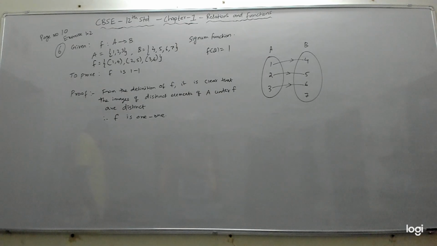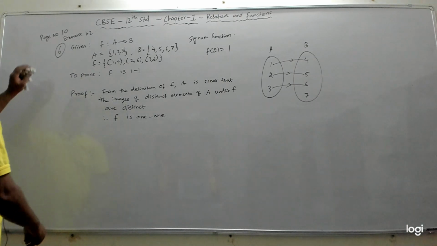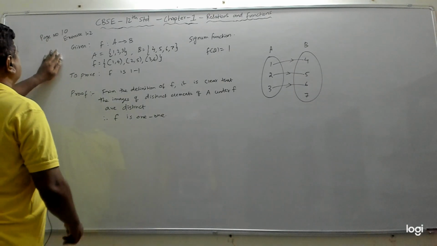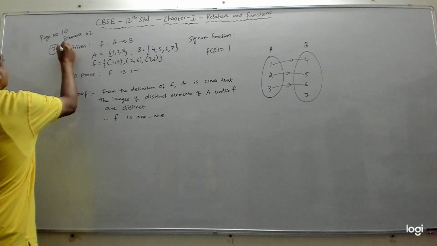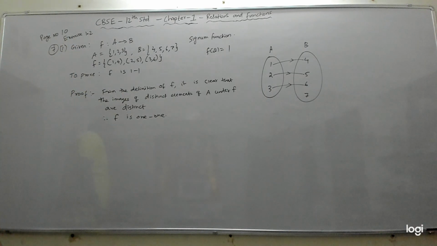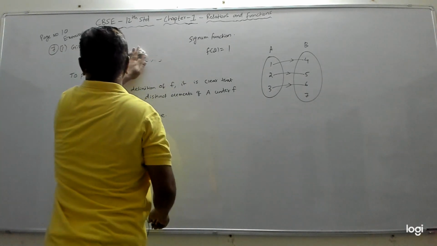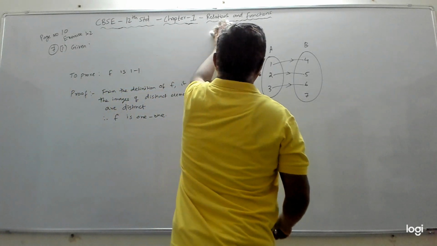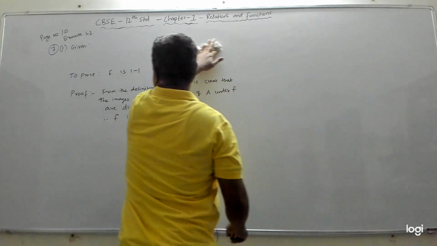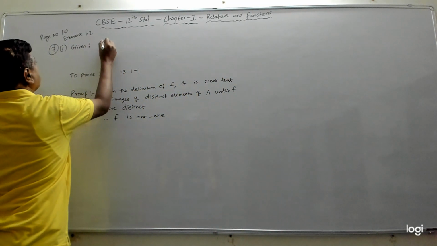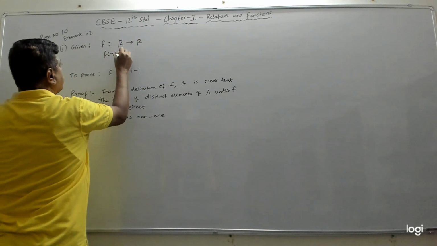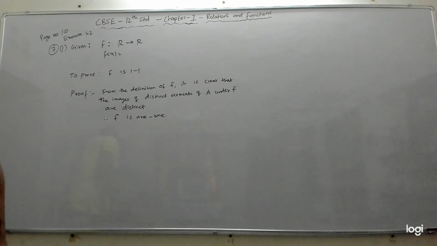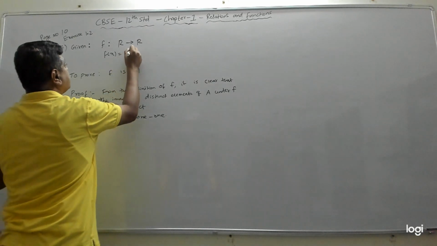Now we will move to the seventh problem. All of you can take the notes. The seventh has two sub problems, so I will do the seventh first part. First, what is given? f is a function from R to R, and f of x is defined as 3 minus 4x.